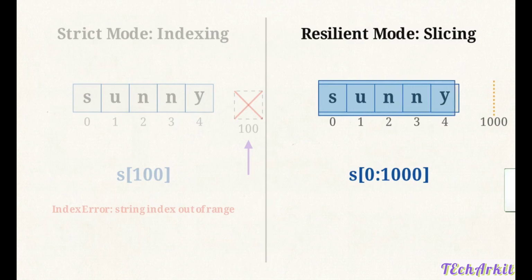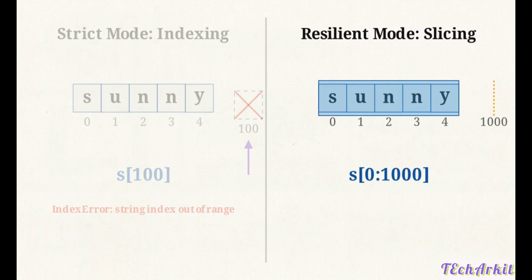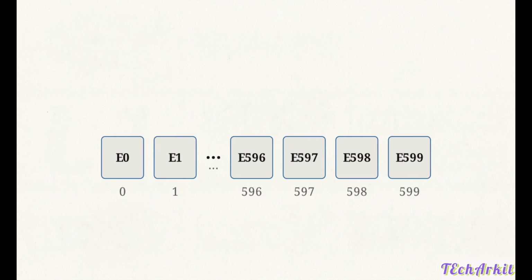Slicing handles out-of-range boundaries differently. If we request an interval from 0 to 1000, the engine clamps the overextended boundary to the actual physical end of the sequence. Direct indexing enforces strict spatial coordinates, while slicing uses a normalization algorithm to truncate boundaries against sequence limits. This array contains 600 employees.